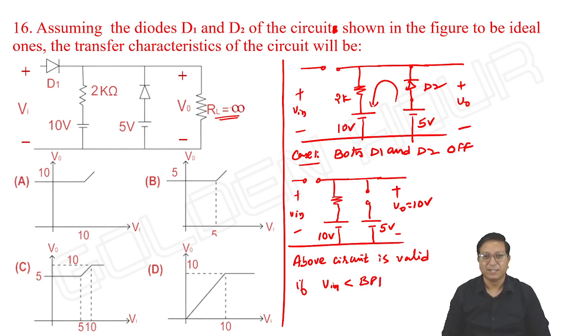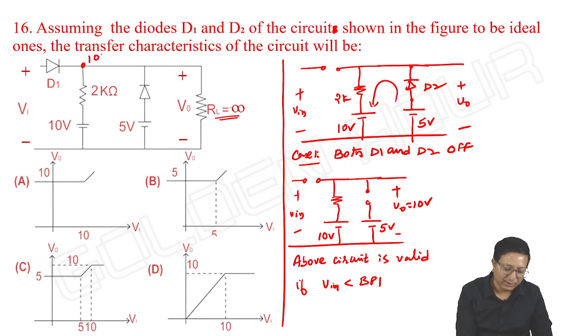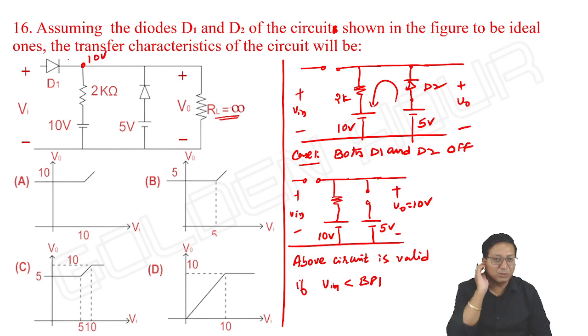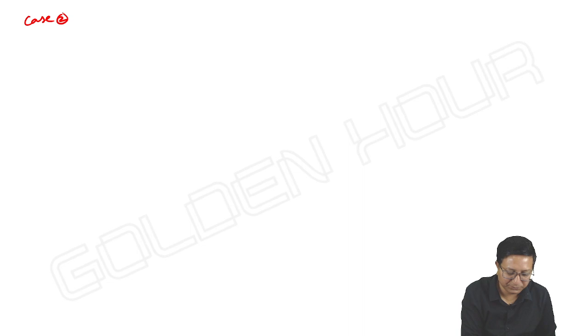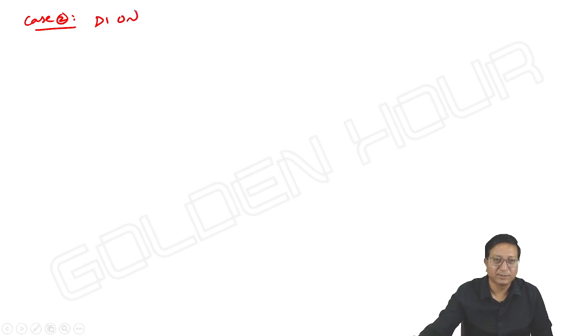First breakpoint. Next, input is above breakpoint means here the voltage at this point is looking like 10 volts. For D1 to conduct, input should be more than 10. Okay, above breakpoint, it looks like 10. Let it be. When input is above 10 volts or above breakpoint, case 2. Above breakpoint, what happens? D1 becomes on.